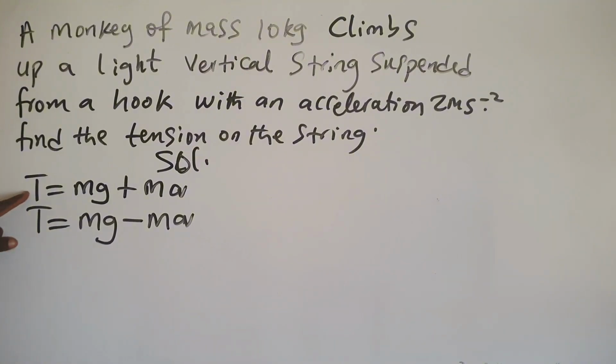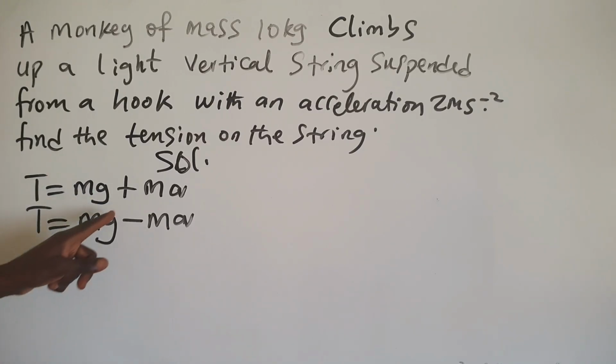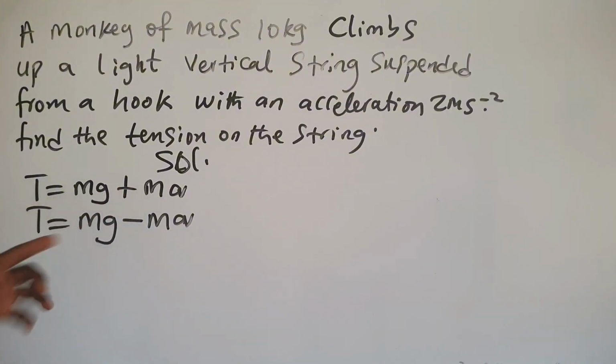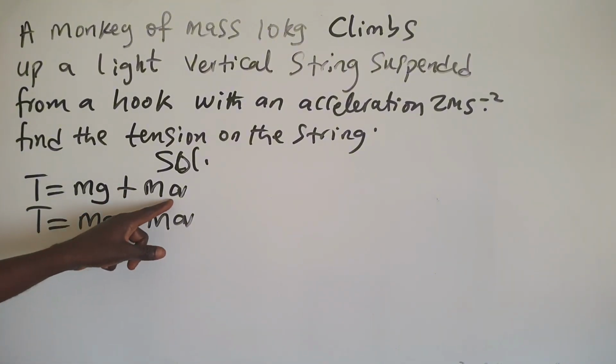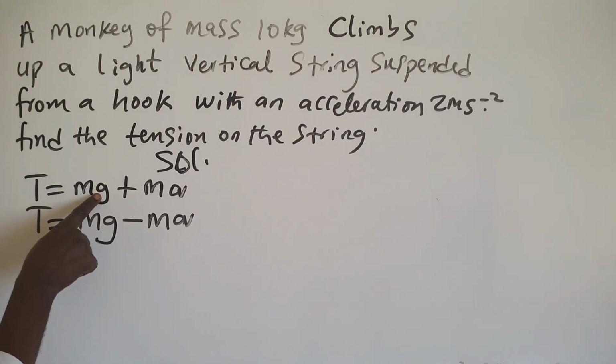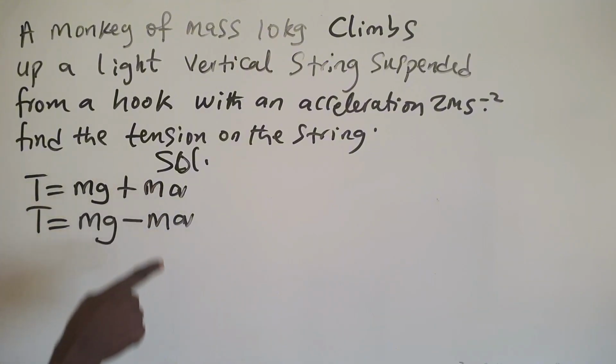Now, T stands for tension, M stands for the mass of the object, G stands for the acceleration due to gravity. Then this M is the same thing, the mass of the object. Then, A stands for acceleration of the object itself. This one is acceleration due to gravity, while this one is acceleration of the object, while pulling the tension up or pulling the tension down, okay.